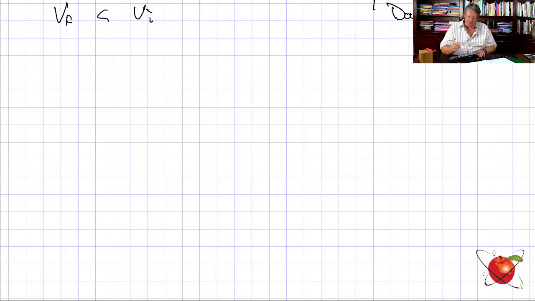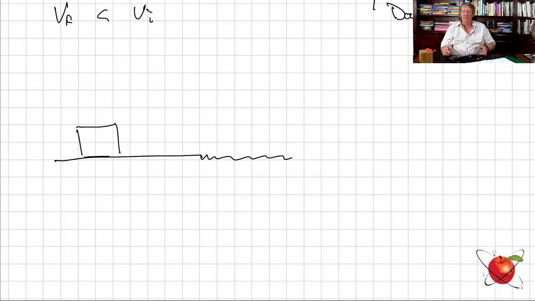Here we go. We've got a block. It's sliding along over here, and here it hits a rough surface. This is an example that's very often used. It hits a rough surface. So if it's sliding along here at 10 meters per second, and it hits a rough surface, what happens?